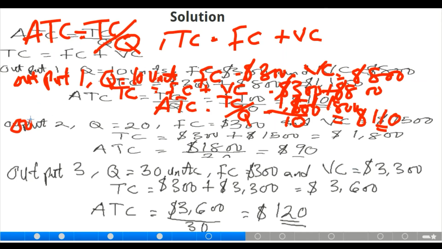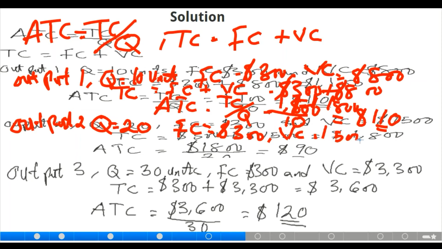Now if we move to our output two here, we have the quantity to be what? To be 20, and at the same time we have the fixed cost to be 300. Yes, fixed cost doesn't change with the level of output. We have 300, and at the same time we have variable cost to be what? $1,500. Now our total cost will be what? The addition of this 300 plus 1,500, here we have 1,800.